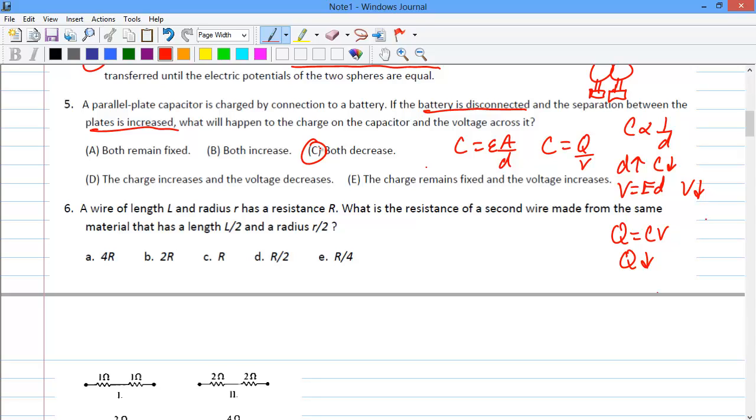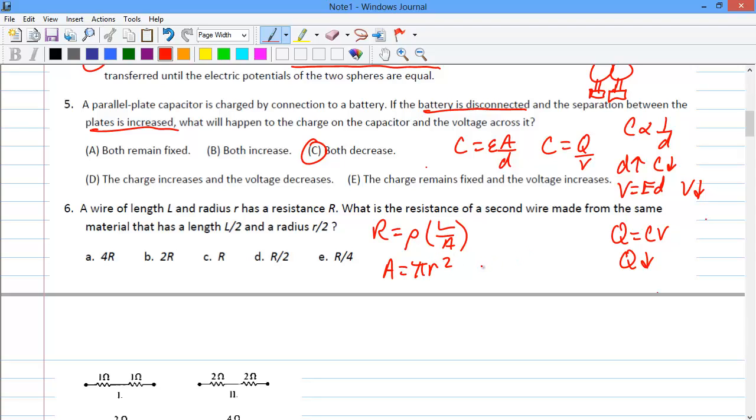A wire of length L and radius R has a resistance R. What is the resistance of a second wire made from the same material that has a length L over 2 and radius R over 2? Well, the resistance R is the resistivity, which depends on the material, and so that one's not going to change because they're the same, and the length over the area. The area of a wire is pi r squared.